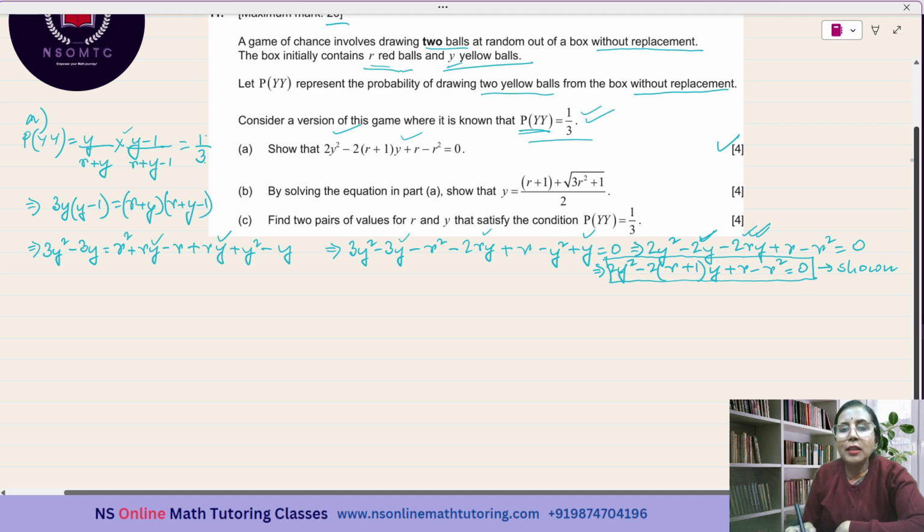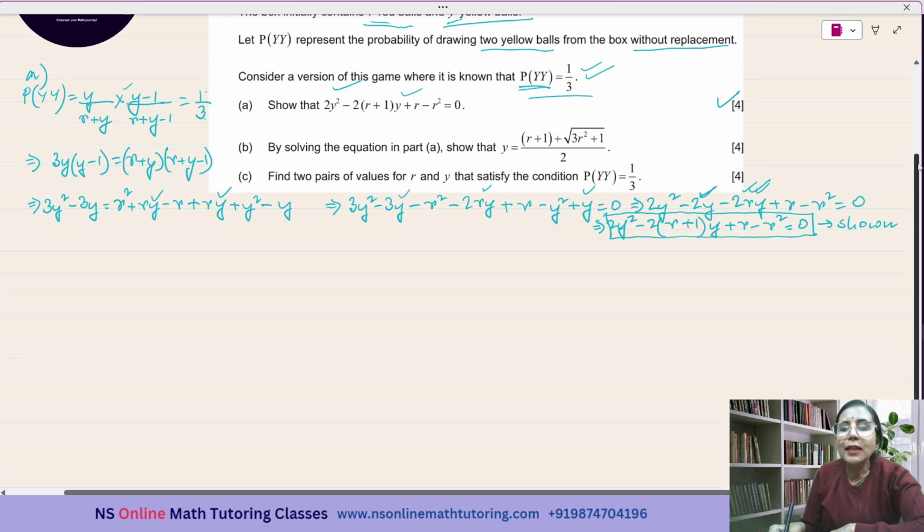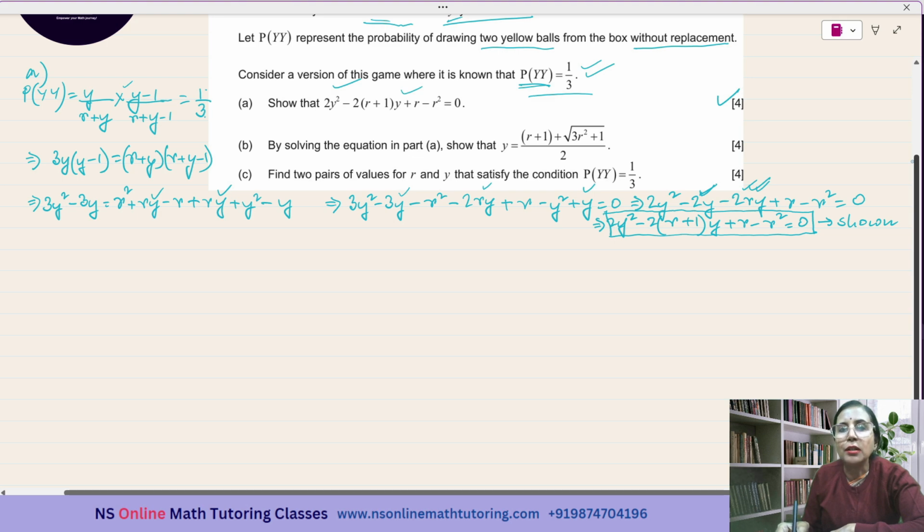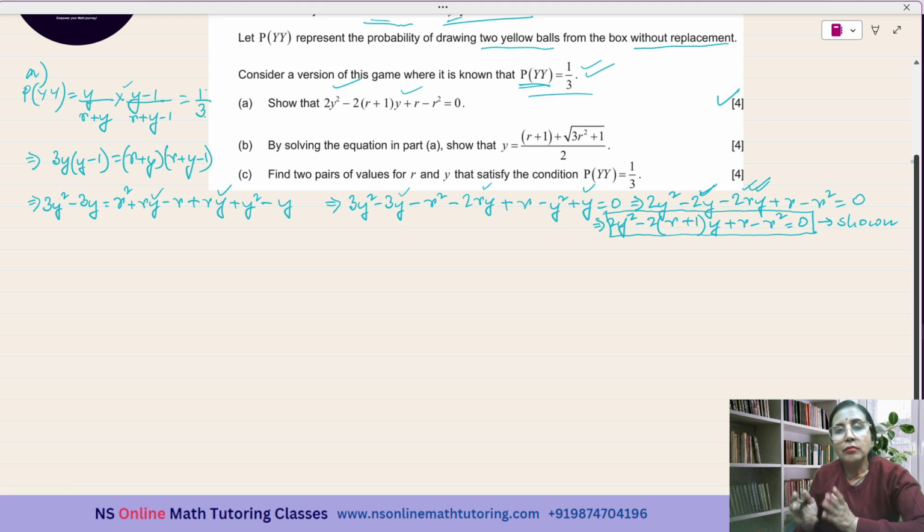That means you have to get the expression for y in terms of r. Okay, and how can you get it? What you have to realize is that it is a quadratic equation. This is all that you have to understand. As soon as you understand, you can visualize this as a quadratic equation, you know how to solve it. Okay, you will be using the quadratic formula. So let us use the quadratic formula.